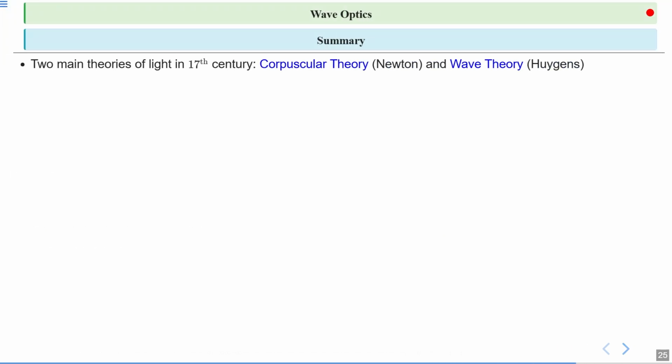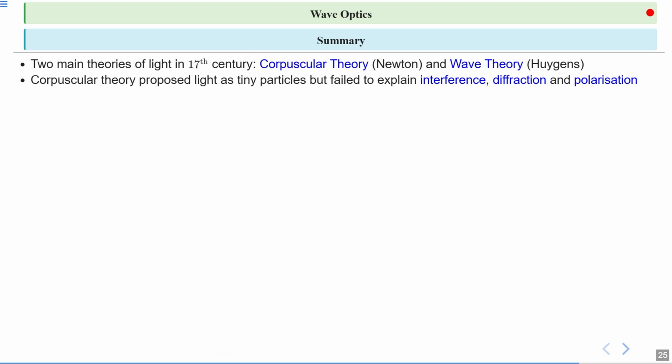Okay, so let's have a quick recap of what we have discussed. In the 17th century, two main theories of light emerged: Newton's corpuscular theory and Huygens wave theory. These theories laid the groundwork for our understanding of light.